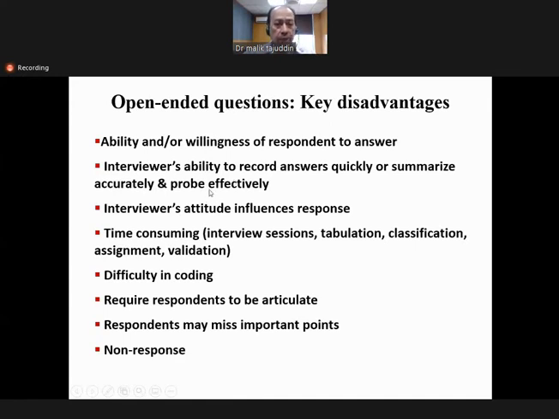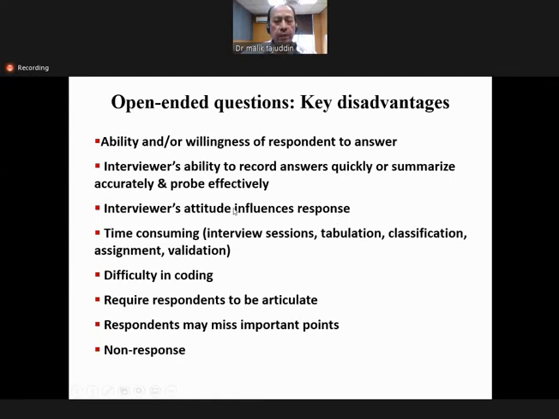Then the interviewer's ability comes in, to record answers quickly or summarize accurately and probe effectively. As you are asking an open-ended question, you are expected to get a long answer which has too much information in it. And then here comes the interviewer's ability: he is recording the things, quickly summarizing and accurately finding the answer, and probing effectively if the respondent is going here and there, guiding him towards the right direction.